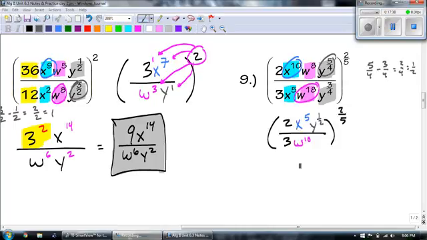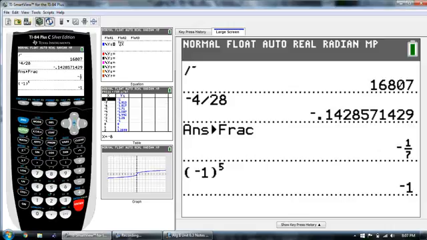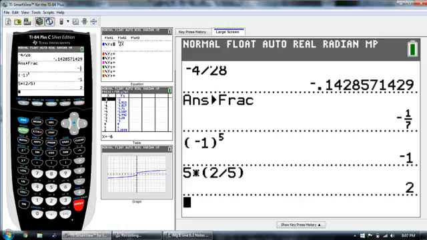Okay, so we have 2/3, x to the 5th, y to the 1/2, over 3, w to the 10th. Okay? So for my next step, remember that my bases stay the same. And now I'm going to distribute this 2/5 to everything. So I have 1 times 2/5, which is 2/5. 5 times 2/5, if you don't know that, 5 times 2 over 5. 5 times 2 is 10. 10 divided by 5 is 2.